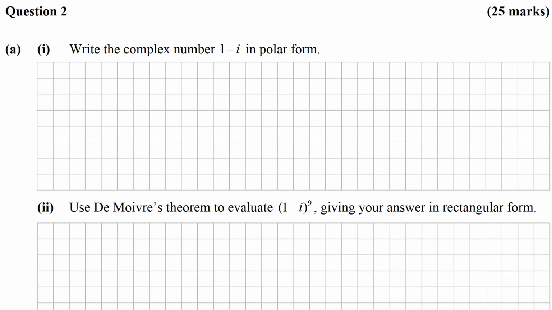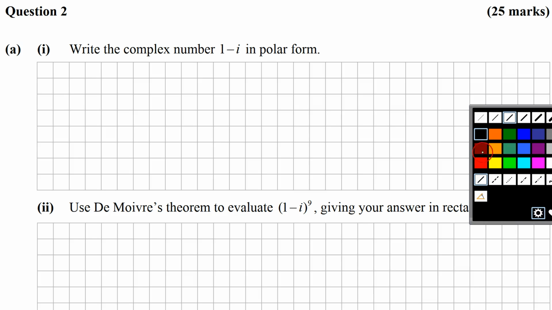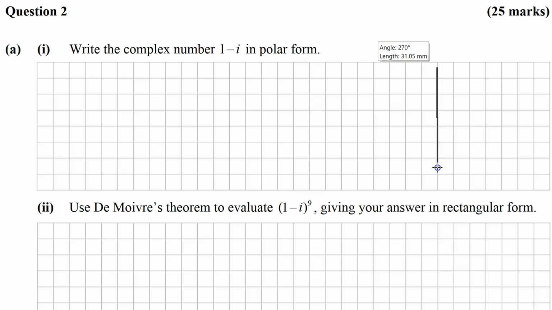Okay, so the first part here, write the complex number 1 minus i in polar form. So the first thing I do here is I'm going to draw a wee sketch just to see where my number is. So the fact that it's 1 minus i means I'm in the fourth quadrant. Okay, so there's my complex number.